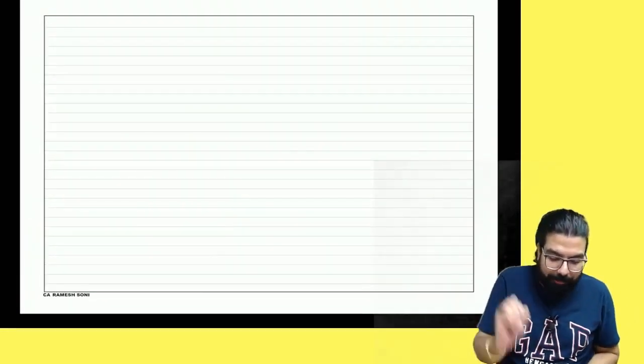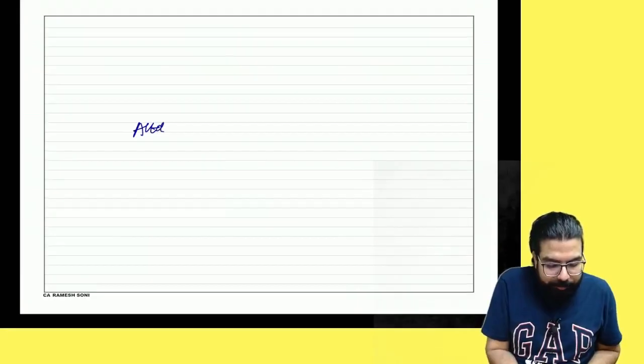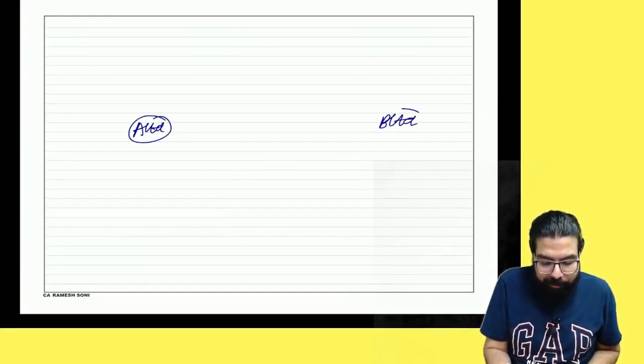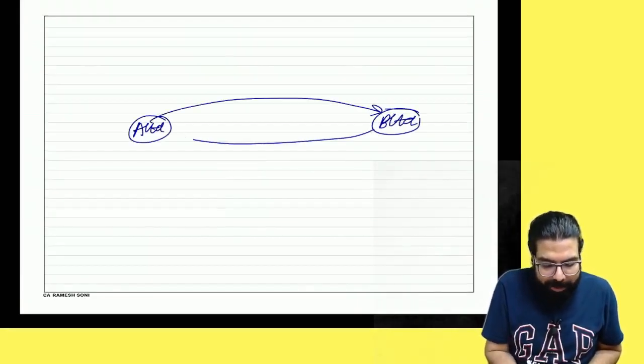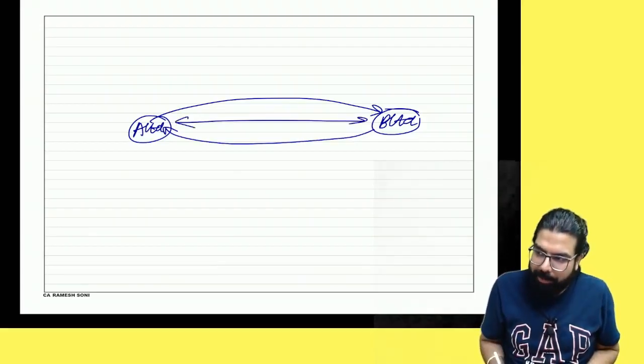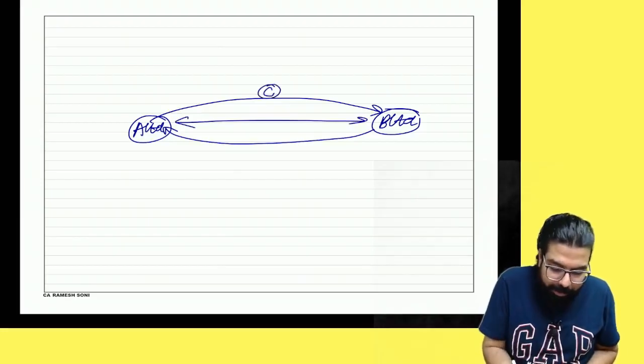Can I do one simple thing? A Limited is there. B Limited is there. Listen carefully. A controls B or B controls A. Who are related? A and B are related. Do you guys agree? Whether he is controlling or he is controlling, both of them are related.